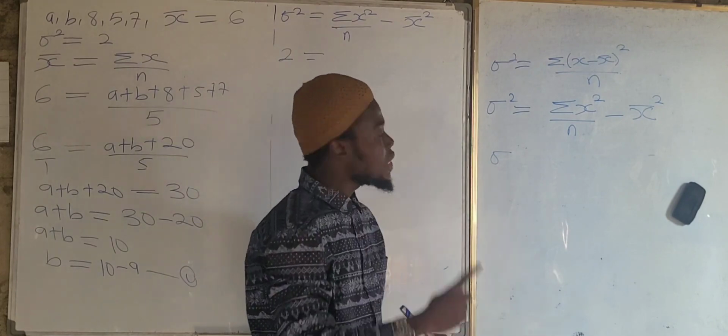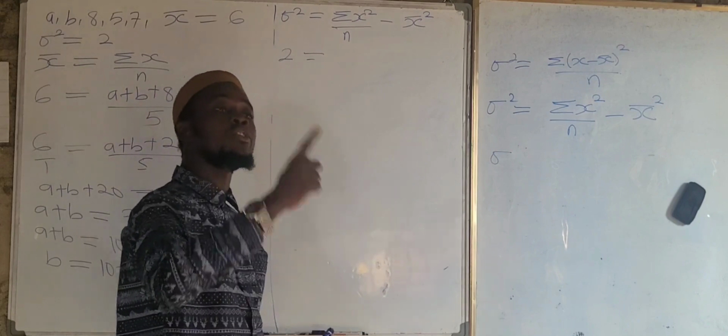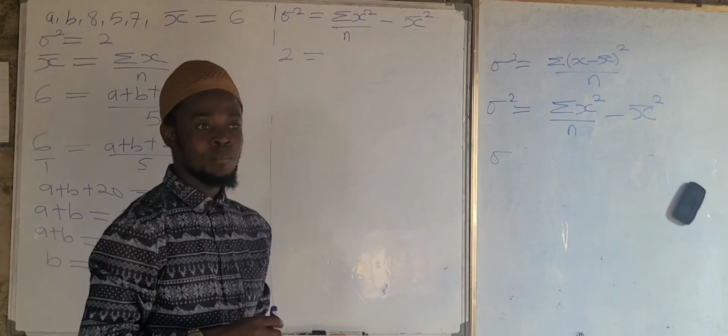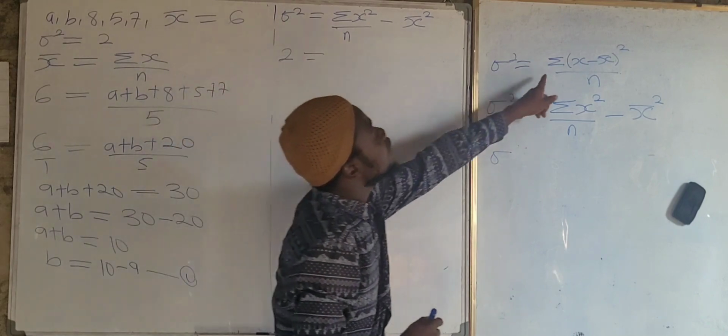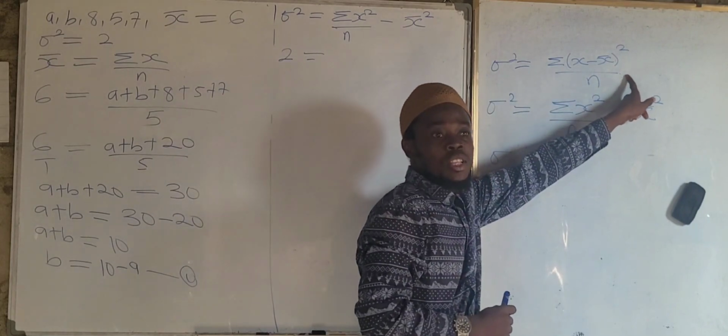Why? Because standard deviation is what? It is the positive square root of what? Of the variance. Are we okay? Yes, sir. Now, this is the formula for the standard deviation as well.